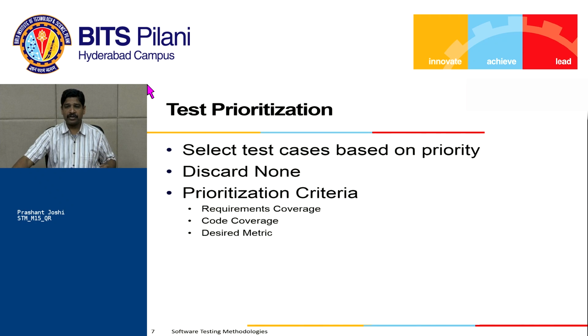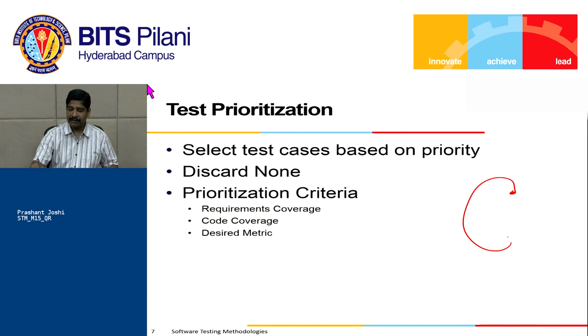Prioritize, again based on a criteria. So you'll always have this criteria which would be required: requirements coverage, code coverage, design requirements, some metric, architecture validation, or in fact customer requirements, acceptance testing. A lot of pieces can go into prioritization, but there has to be a criteria C.